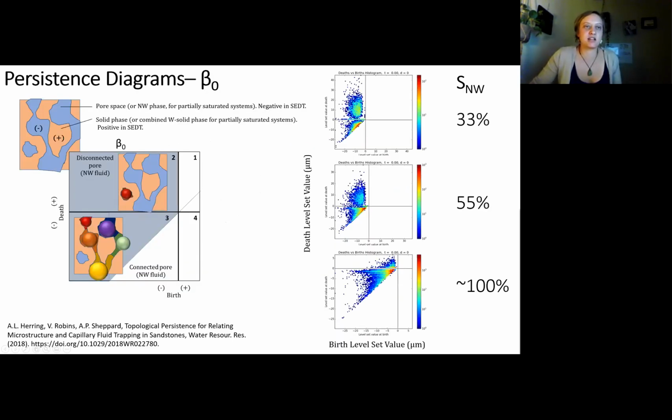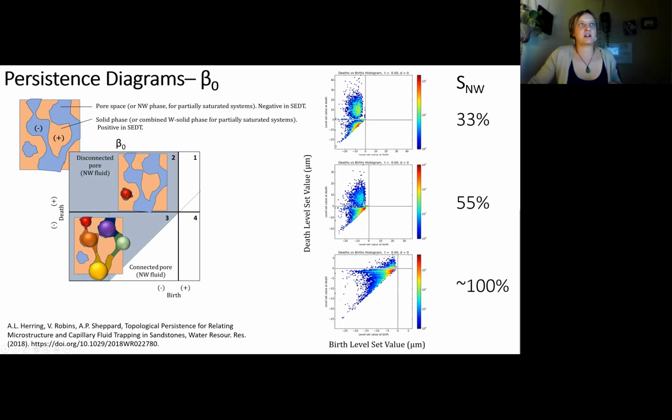Okay, so these birth and death measurements are compiled and illustrated in 2D histograms called persistence diagrams. So in these diagrams, the birth value is on the x-axis, death value is on the y-axis, and we can keep track of how these features are connected based on the sign, right? So negative indicates the pore phase or the non-wetting phase, and then positive indicates the solid phase, or basically just everything else that is not the phase of interest.